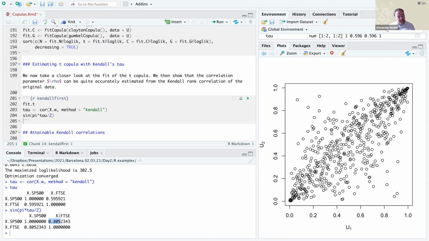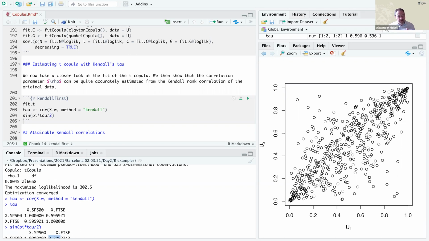The only problem is that it doesn't give you a method of estimating the degree of freedom. So it tends to be used in higher dimensions for speed, where you can estimate the correlation parameters using the Kendall's tau method, and then you have a single degree of freedom parameter which you can estimate using maximum likelihood. That's a kind of hybrid method that's commonly used.